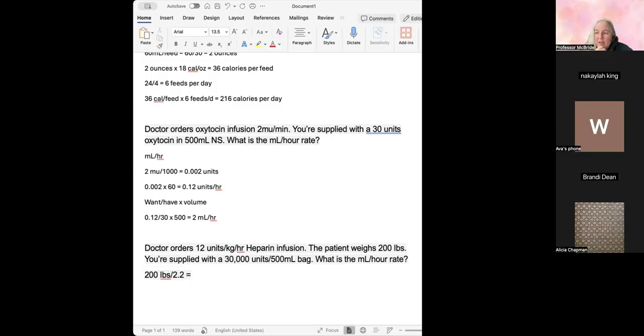So on my calculator, this is one of those times, guys, that you know how I said to wait to the end to round? This is one of those times we're going to need to wait to the end to round. So keep it on your calculator. So on the calculator, I did 200 divided by 2.2. And so I get 90.9090, and it keeps going. Okay. Just leave it as that number on your calculator. Don't do anything else with it. Don't round it.